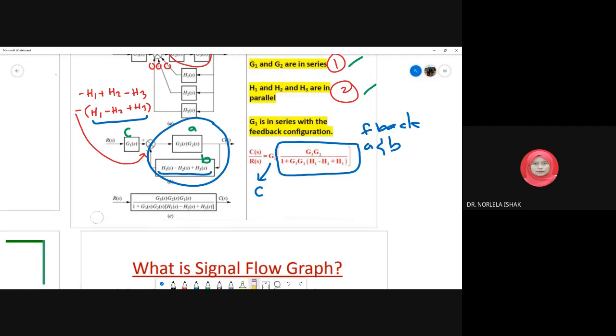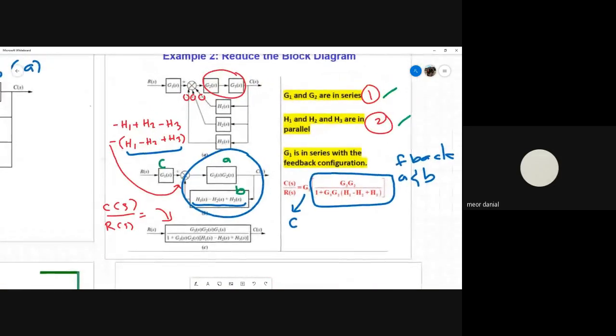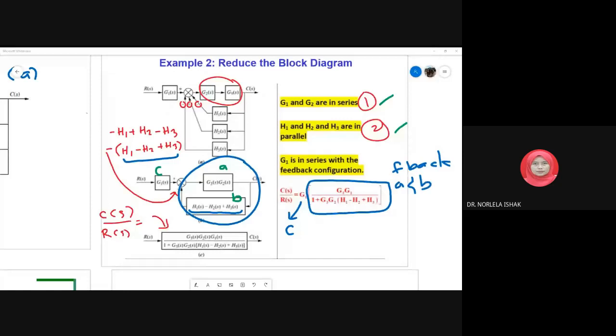This is the transfer function, C(s), output over input. So we can get this one. Class, any question so far? Everybody can still follow? Baca chat jap. Siapa cakap parallel H1, H2, H3? Ah, very good, Fahana. Fahana said H1, H2 parallel. Yes, okay.